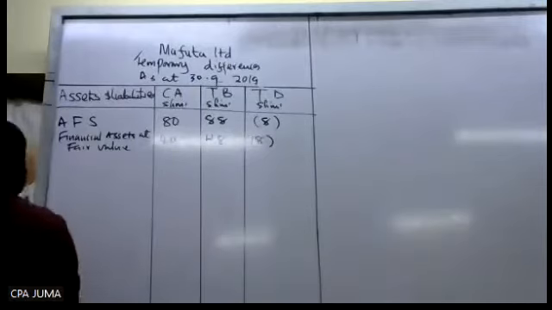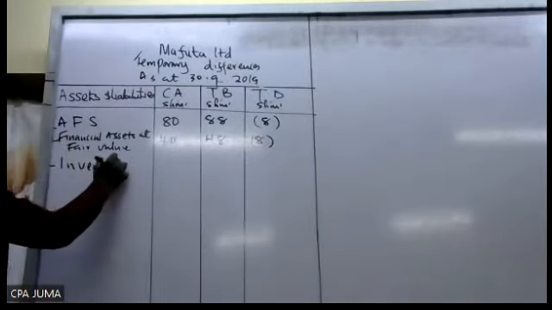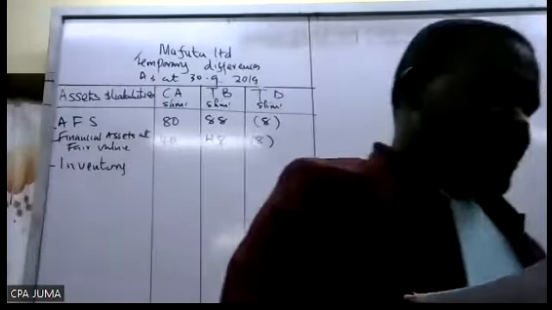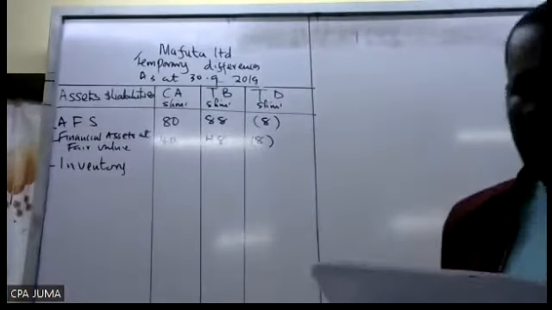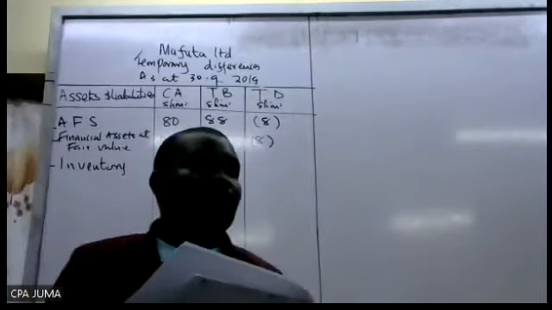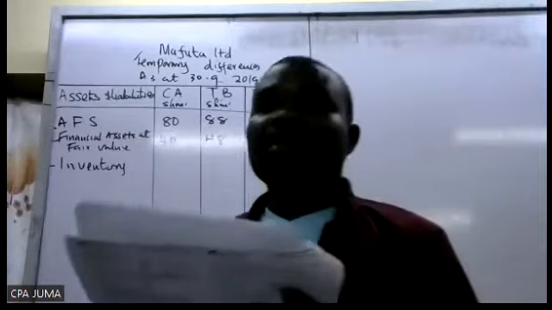Inventory. Thinking begins after writing inventory. Anything you capture, you don't waste time. Inventory is shown at the lower of cost and the net realizable value. The cost is 32, while the net realizable value is 31.20.